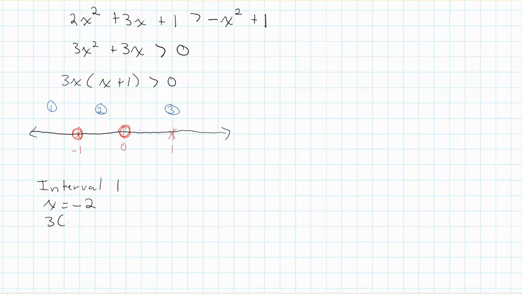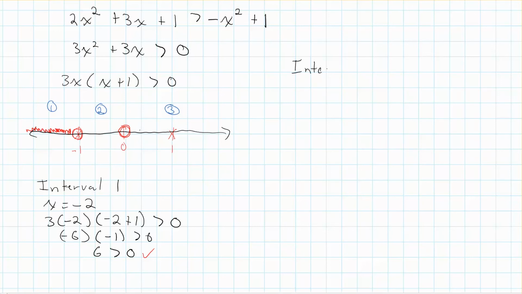So you'd have 3 times negative 2 times negative 2 plus 1 being greater than 0. So this would be negative 6 times negative 1 being greater than 0, which gets you 6 greater than 0, which is true. So that means we get to include this first interval. So I'll shade that in there. Well, now we've got to test the other ones.